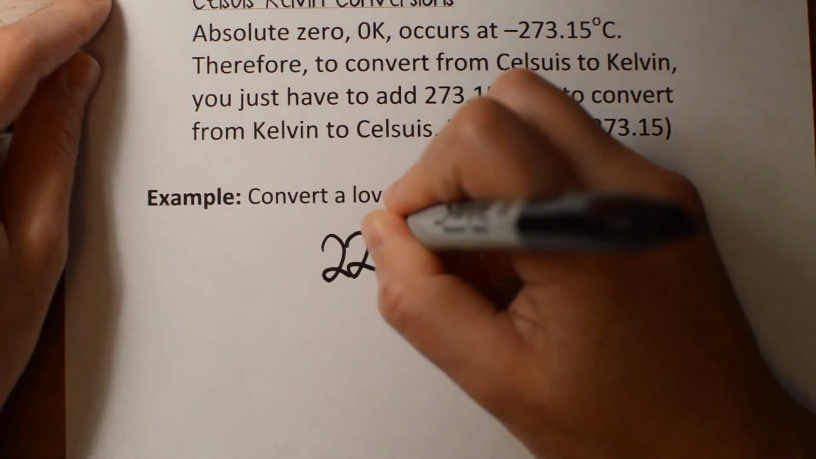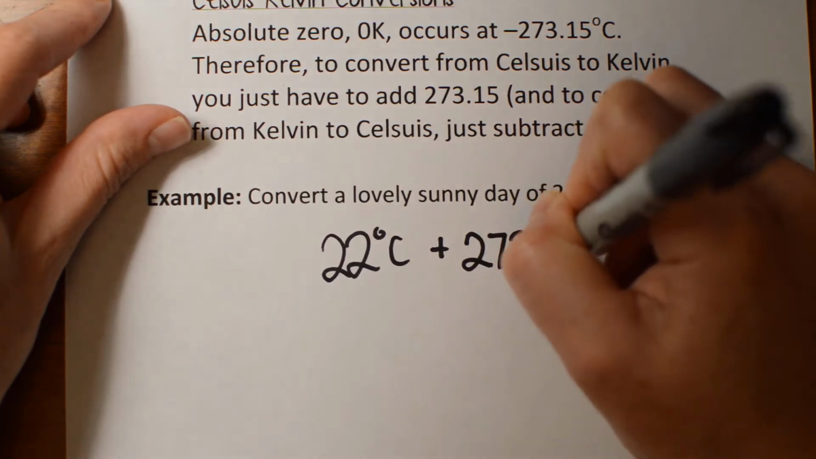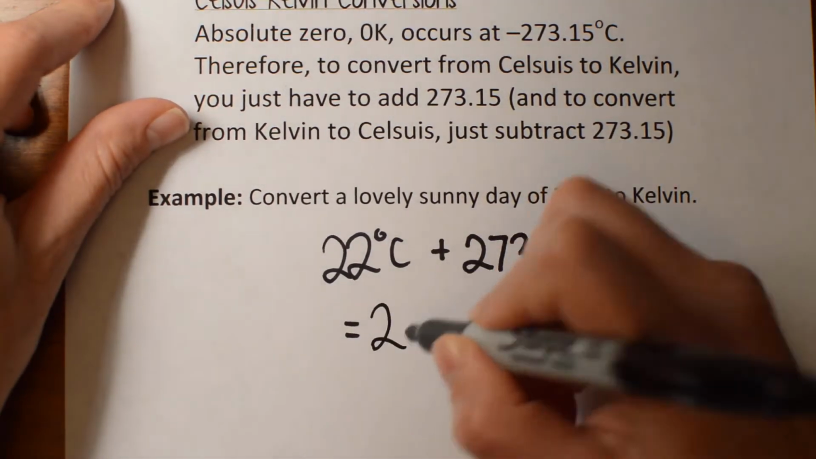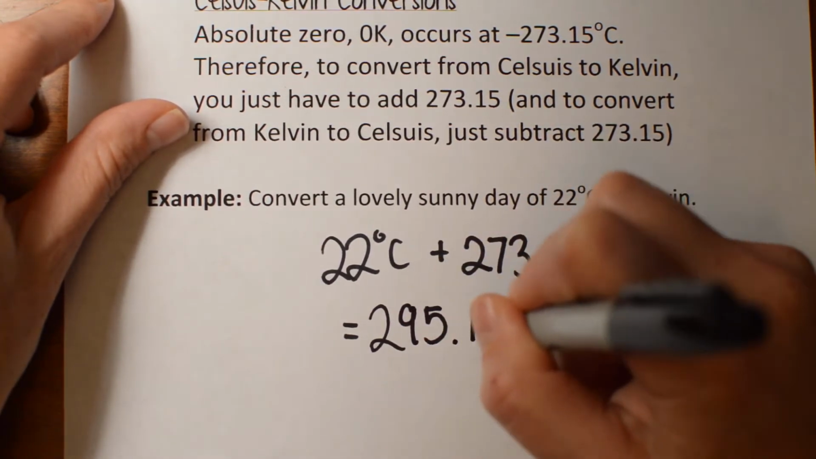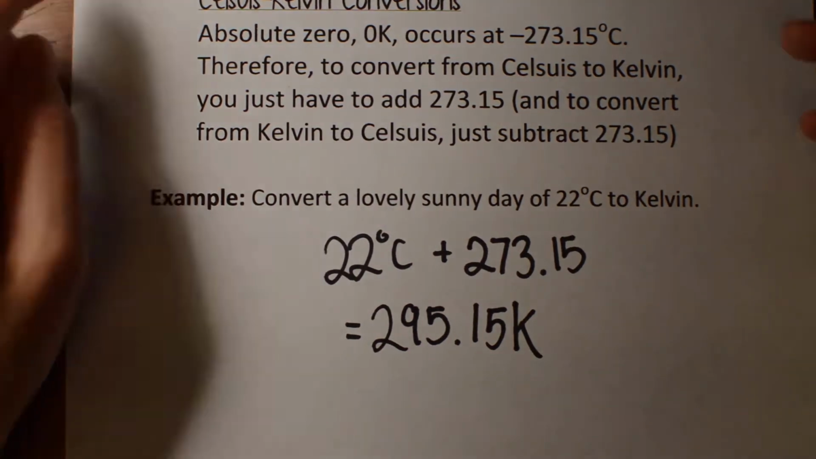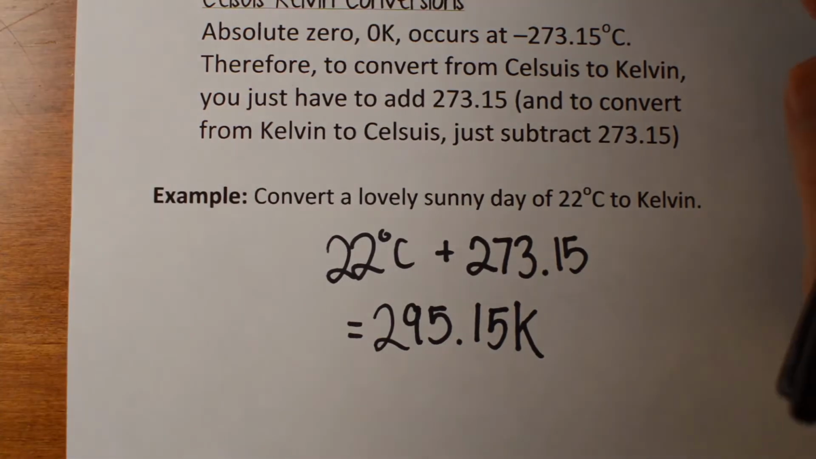So 22 degrees Celsius, I add 273.15, and that gives me 295.15 Kelvin. So that's my new temperature. So that's basically it. And if we're going the other way, we would subtract 273.15.